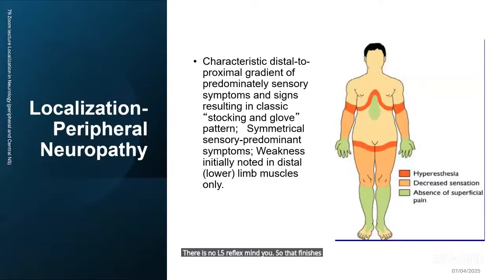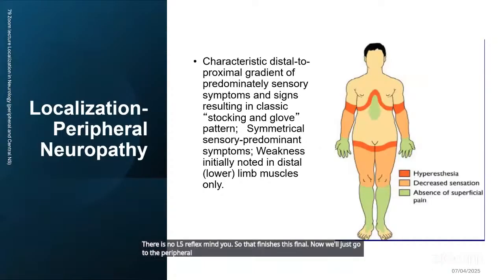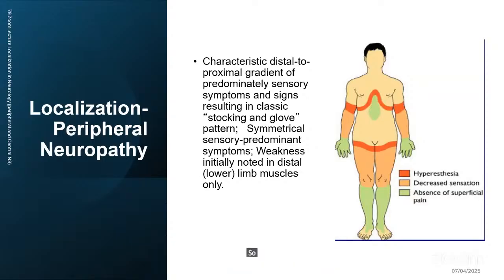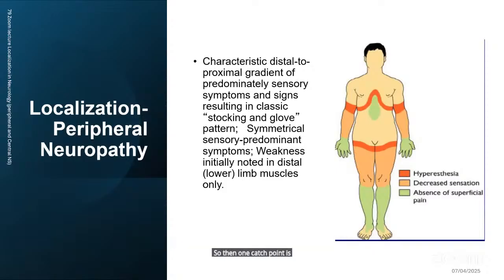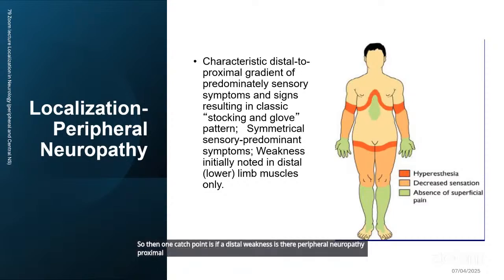Now we'll go to the peripheral nerves, with the characteristic distal to proximal gradient of predominantly sensory symptoms and signs that result in a classic stocking and glove pattern. So there is symmetrical involvement of sensory symptoms. Weakness is initially noted in the distal limb muscles. One catch point: if distal weakness is there, think peripheral neuropathy. If proximal weakness is there, more often it is due to muscle weakness or myopathy.